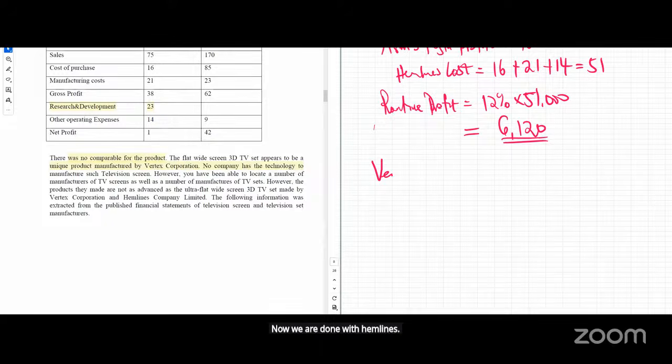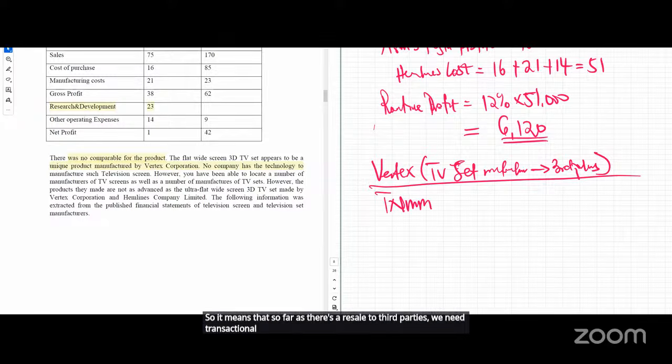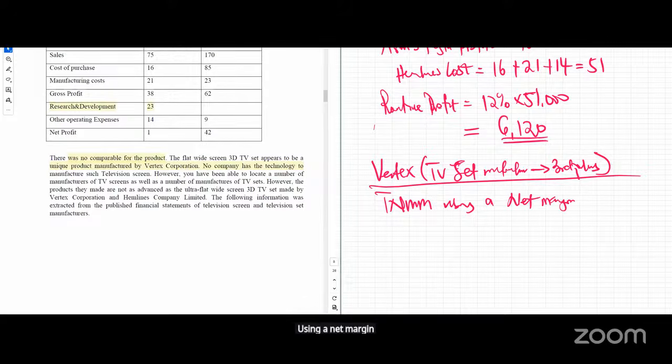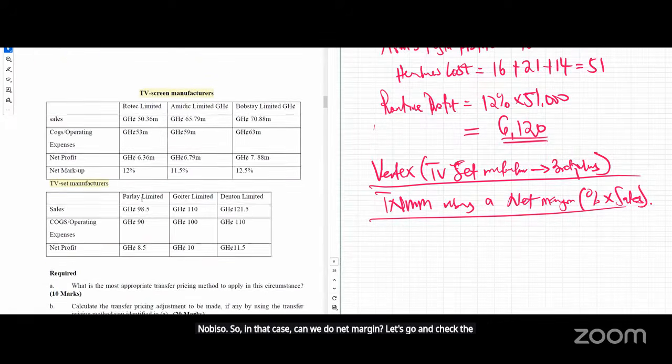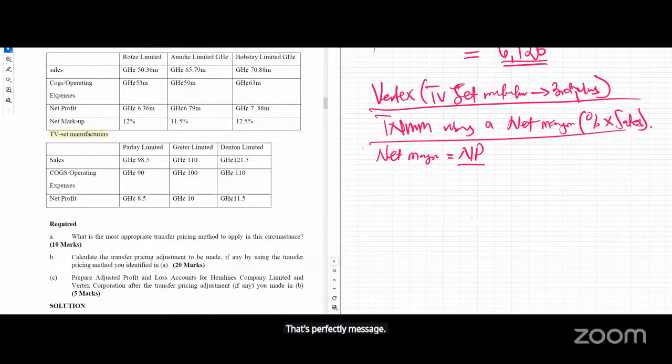Let's go to Vertex. Allocation of profit for Vertex, who is a TV set manufacturer who also resells to third parties. So far as there's a resale to third parties, we need the transactional net margin method, using net margin. Remember, net margin means a percentage of sales. So in that case, can we do net margin? Let's go and check the TV set manufacturers. Can we get their net margin? How do we get a net margin? Net profit over our sales, right?